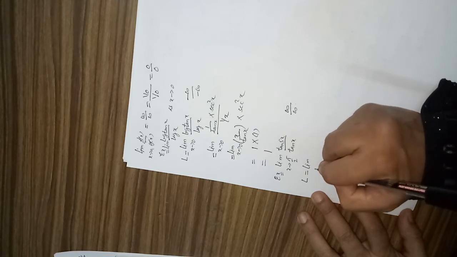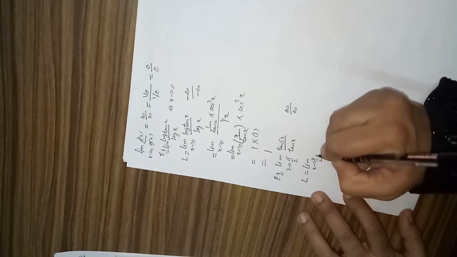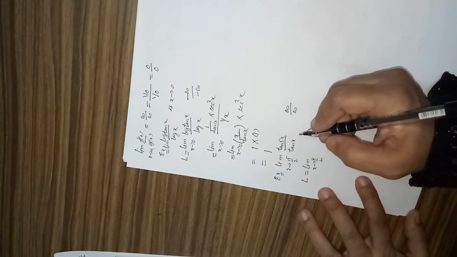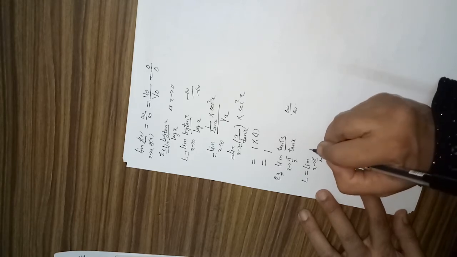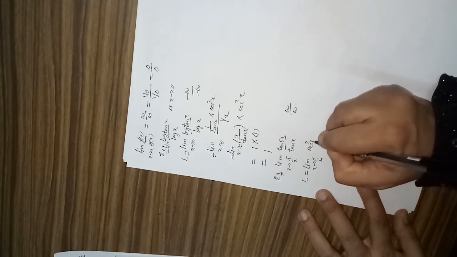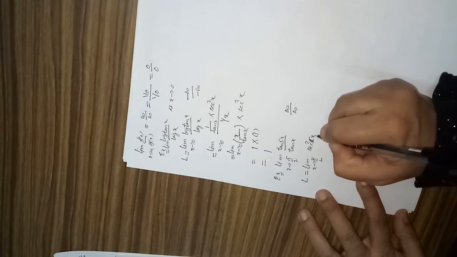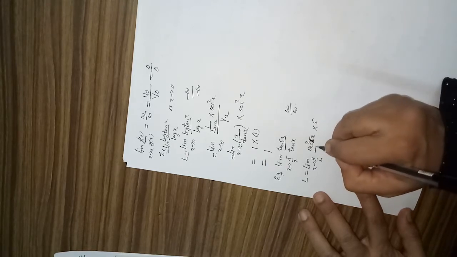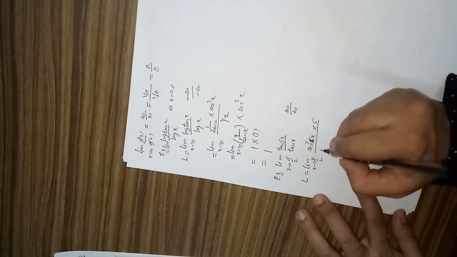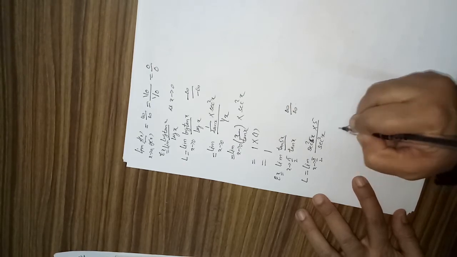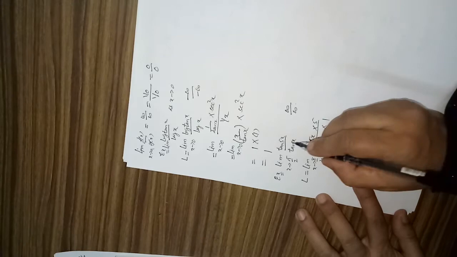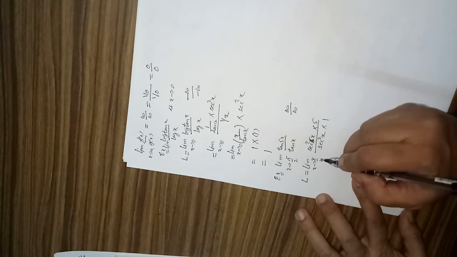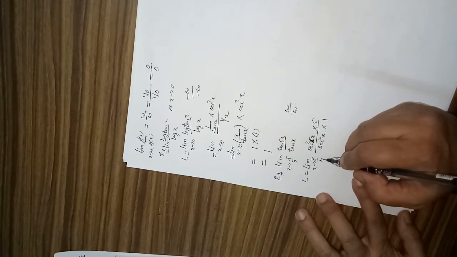So limit as x tends to pi by 2 of... L'Hospital's rule means we have to differentiate numerator and denominator independently with respect to x. Derivative of tan x is secant square x, so derivative of tan 5x is secant square 5x into 5, divided by derivative of tan x, which is secant square x into 1. As the multiple of x is 1 here, it comes 1; here the multiple of x is 5, so it comes 5. Now if you put x equal to pi by 2, what happens?